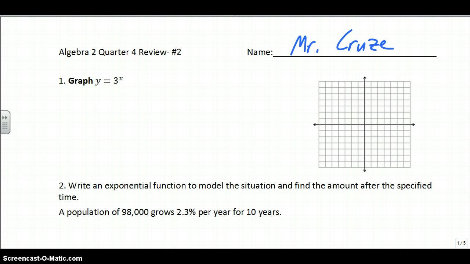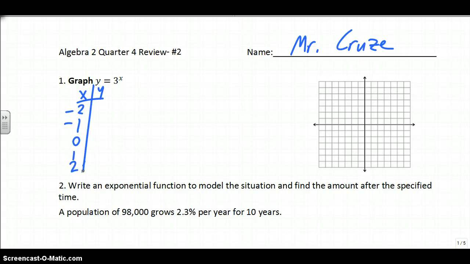So, number one, we graph y equals 3 to the x. Well, I'm going to make a t-table. And then I have to remember what x values do I use for my t-table. I use -2, -1, 0, 1, and 2. And then you just have to plug those in your calculator to get the y values.